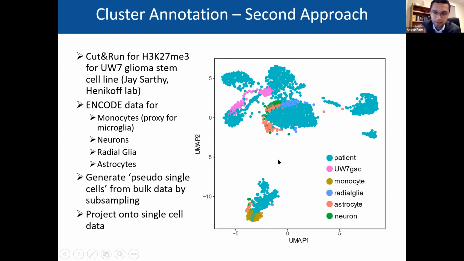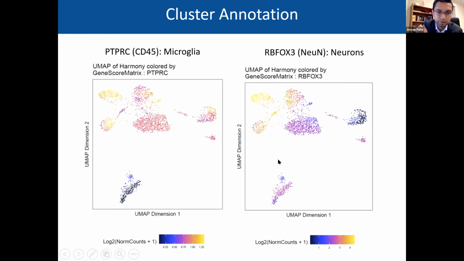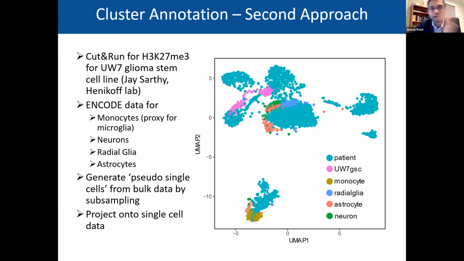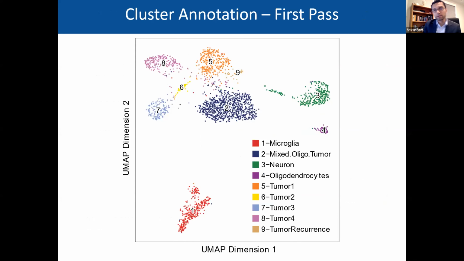And this was very much in line with our previous data where we used the gene activity scores. So combining these two methods and doing a little bit of manual curation along the way, we were able to develop some basic cluster annotations that are shown here.